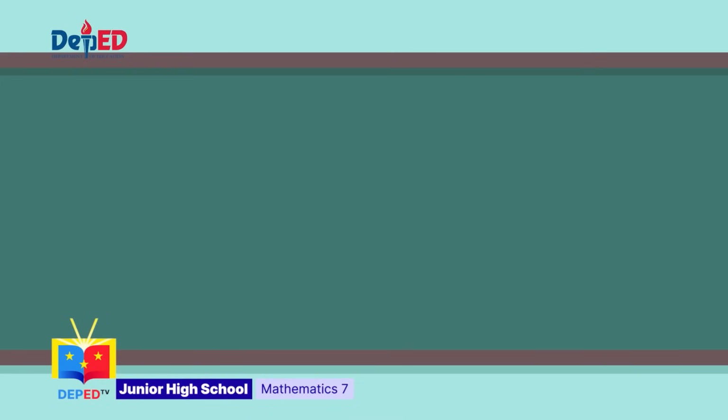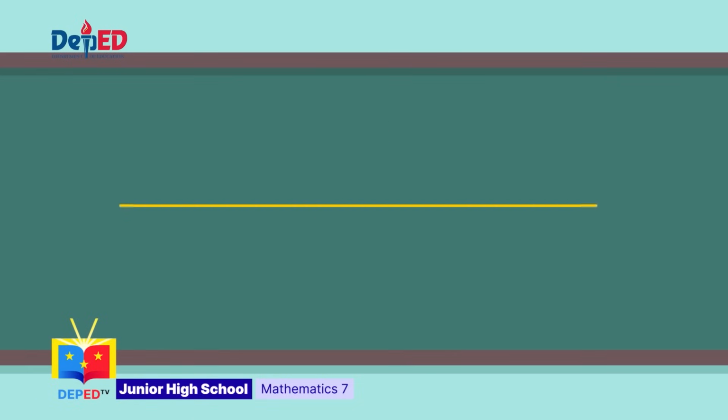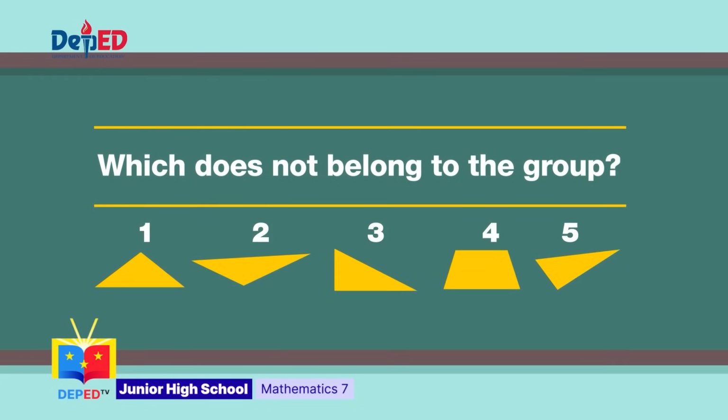Now, how do we describe a triangle? First, it has 3 sides. It has 3 interior angles whose sum is always equal to 180 degrees, and its shape is recognizable as one with a base, and opposite it is a vertex of the triangle, which for certain types of triangle is referred to as its apex. In this collection, which does not belong to the group? Correct. The odd one out is the four-sided figure placed on the fourth spot.